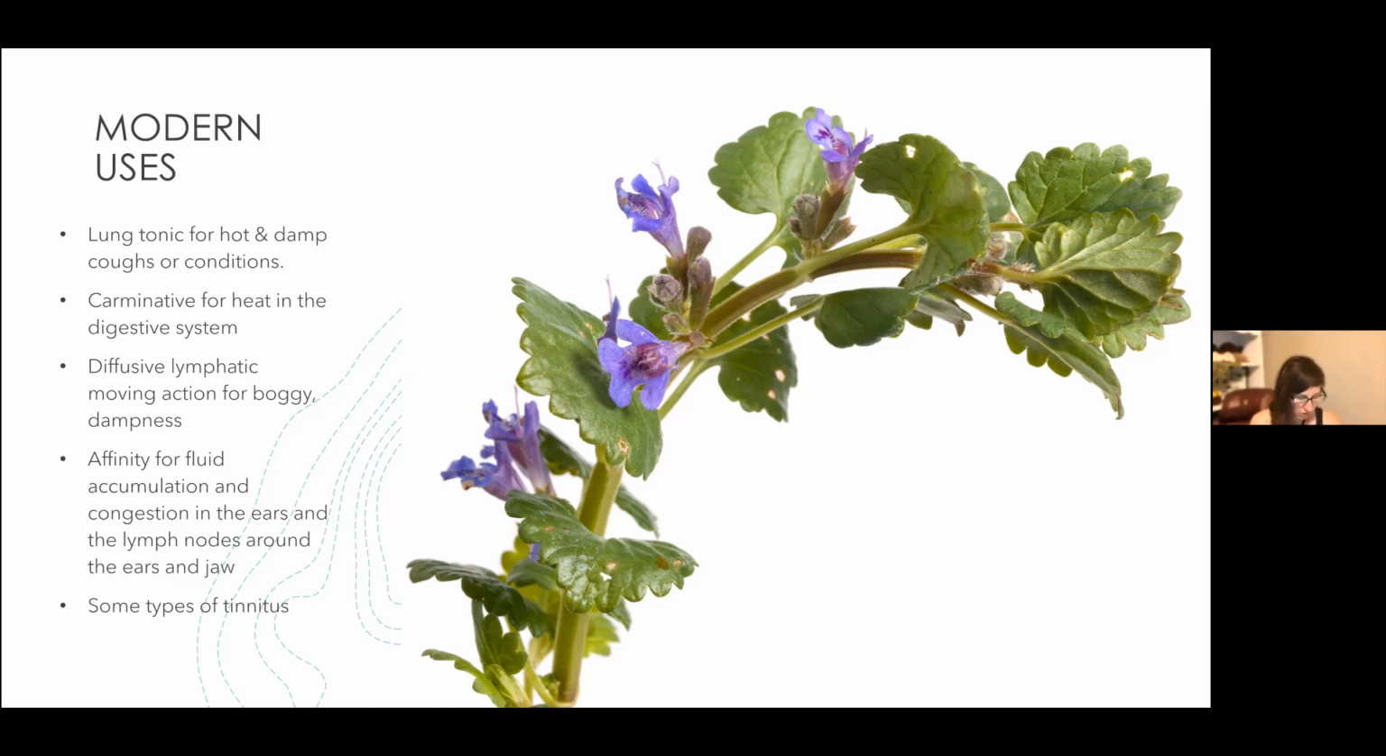And so it has a gentle, diffusive lymphatic moving action. And what I mean by diffusive is aromatics can break up stagnation by creating movement. And so that kind of musky mint aromatics that ground ivy has can help diffuse and move that boggy kind of dampness. And so I think for ground ivy, instead of the hot boggy, we're thinking of bogginess that's on the cooler side. So kind of a cool, damp, boggy lymphatic situation. And so it'll help break up that stagnation.